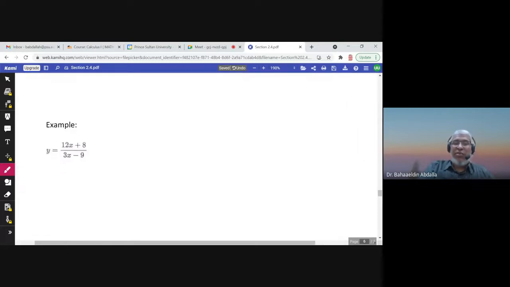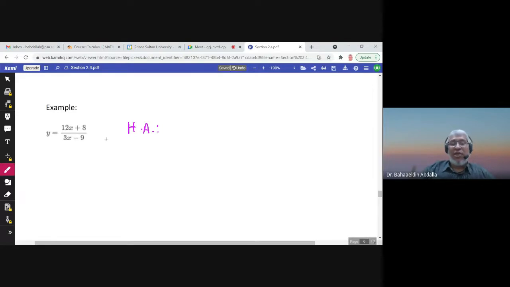Let us have one example. So if I ask you to find the equation of the horizontal asymptotes of this rational function, what do you do? You look at the polynomial in the numerator. What is the degree? It's 1. Okay, the polynomial in the denominator, what is the degree? 1.